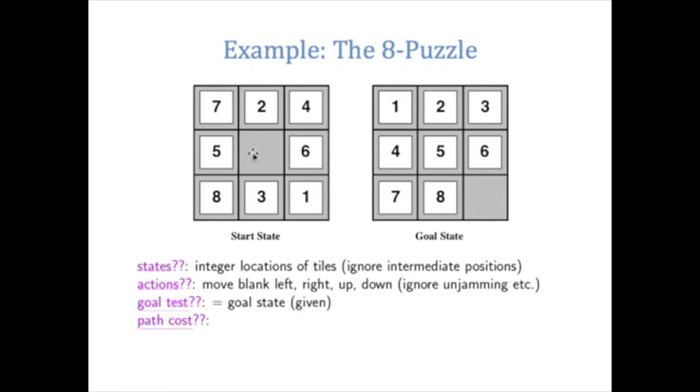Our goal test is, are we in the goal state where the tiles are in numerical order? And that's a given. The path cost we can define as 1 cost unit per move. It turns out that the optimal solution for some n puzzle, not just 8, is NP hard. So just solving this by brute force could take a long time.